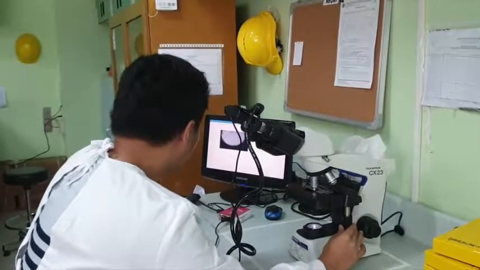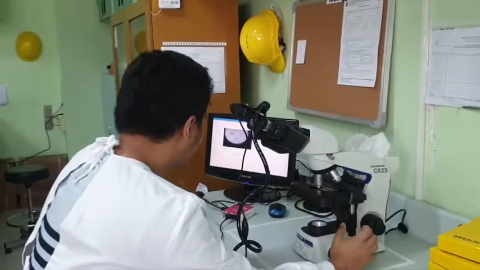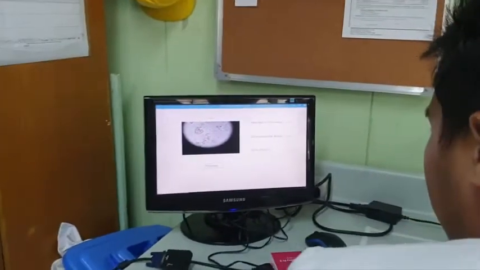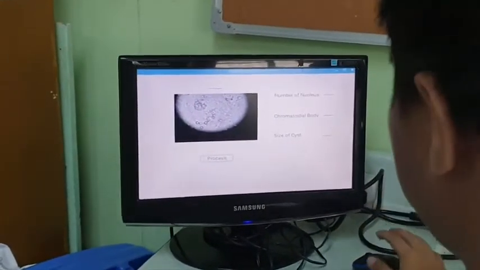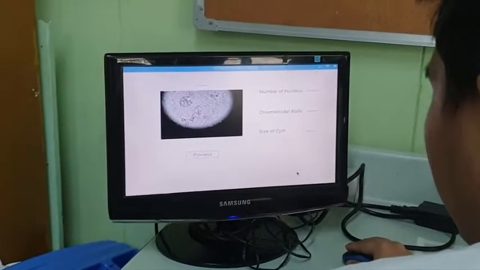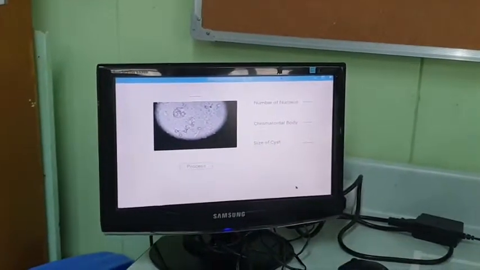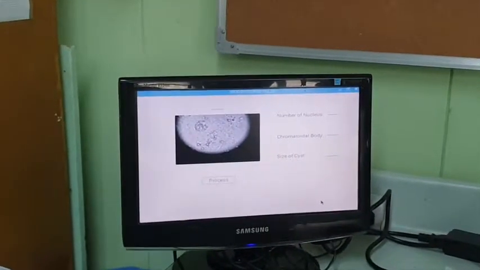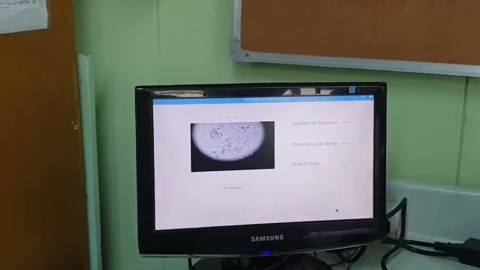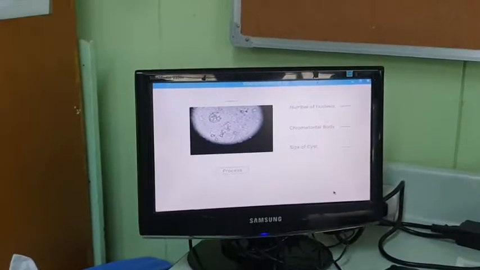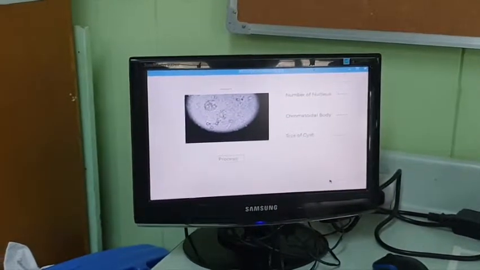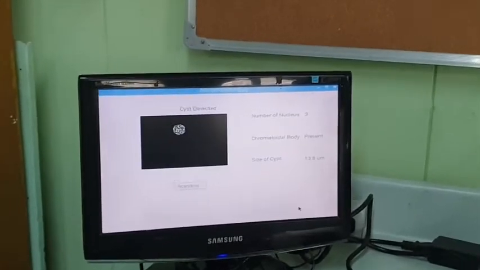So for our testing, shown is the proper setup of the system. So the endoscopic camera is attached to the microscope, and the monitor will serve as a display. Next is to find the bacteria around the specimen. Once a bacteria is found, the process button shown in the graphical user interface will be pressed. After the image taken is processed, the system will show the result together with the following parameters: the number of nuclei, the presence of the chromatoidal body, and the size. Also, the processed image will also be shown.